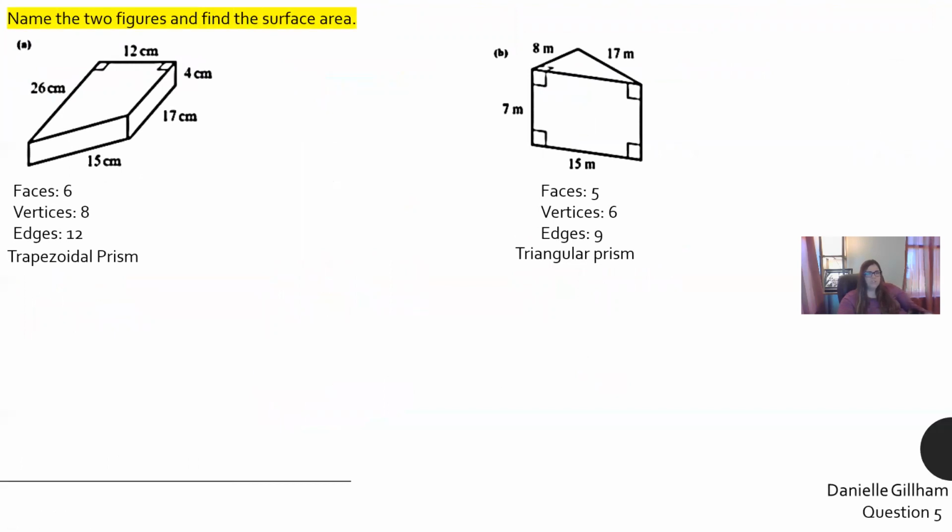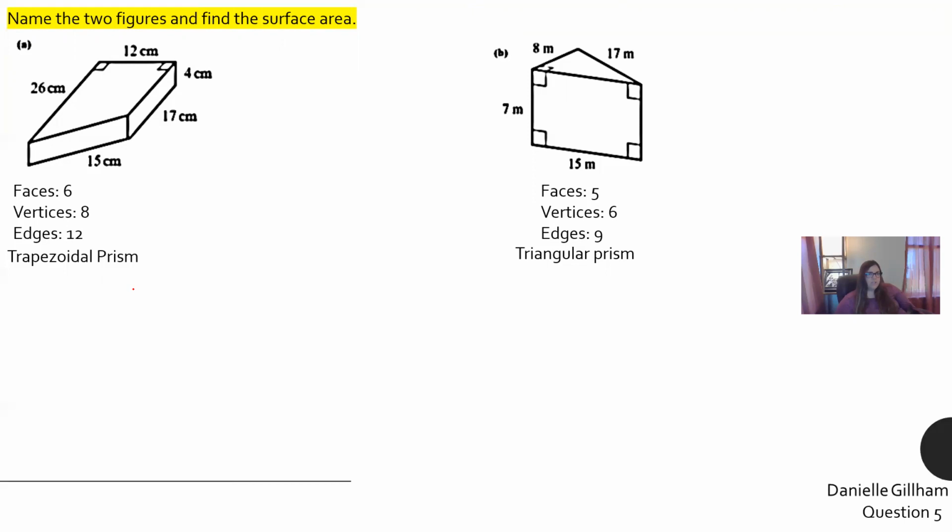All right, so we needed to name these two figures and find the surface area. Well, this figure over here, we were given these measurements, and by looking at it, we can count that it has 6 faces, 8 vertices, 12 edges, and it's going to be a trapezoidal prism, because if you look it up, trapezoidal prisms have 6 faces, 8 vertices, and 12 edges.